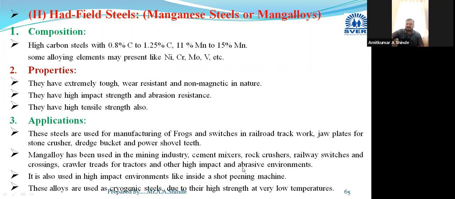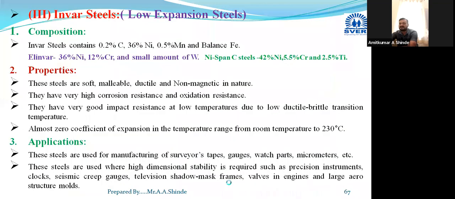Where there is a high impact and abrasive environment, these Hadfield steels are used. They are also used in high impact environments like inside a shot peening machine. Then these are used as cryogenic steel due to their high strength at low temperatures. Now I will show you the pictures, so that you can remember it easily.